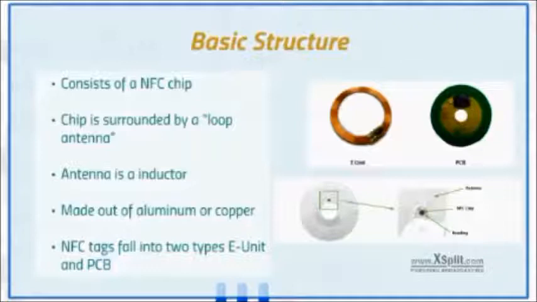The antenna is generally made out of aluminum or copper, but can be made out of various specialized materials depending on the purpose. These tags fall into two different categories. The first category is an E-type, which consists of a loop antenna attached to a chip. The second is a PCB type, which is the chip attached to a printed circuit board loop antenna.